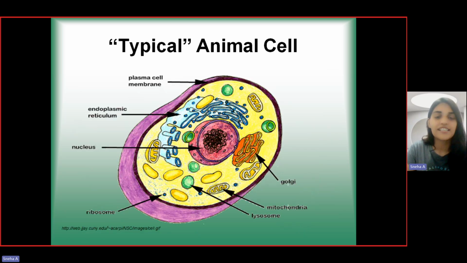Let's move ahead. Now, this is the diagram of a typical animal cell. And remember, students, the animal cell does not have a cell wall. Means it does not have any outer wall. It just has a membrane, that's a plasma membrane. It has endoplasmic reticulum, nucleus, Golgi apparatus, and different other structures, which we will study ahead.